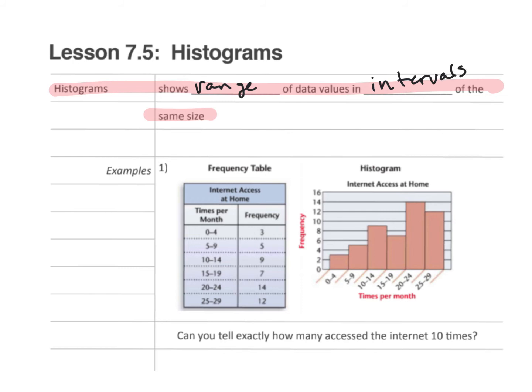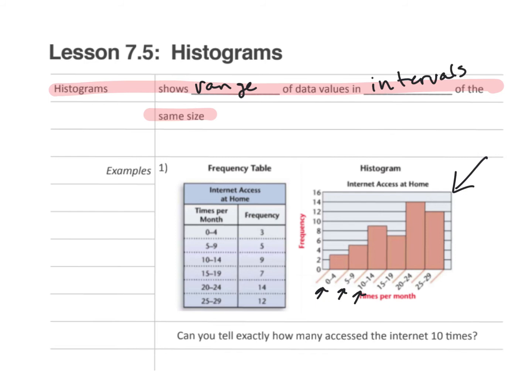So if you take a look, here's our histogram right here. We have intervals of 0 to 4, 5 to 9, 10 to 14, and so on. Each of those intervals is the same size. They're all the same size, but we don't know specific data in it, but we know how many times it happens within there. So this one is internet access at home.